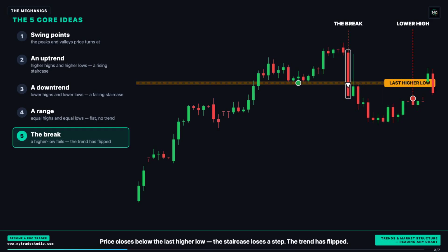So that is the entire foundation. Swing points build the staircase. The staircase tells you up, down, or sideways, and a broken step tells you the trend has turned. Now let us read all of it on 3 real stocks.